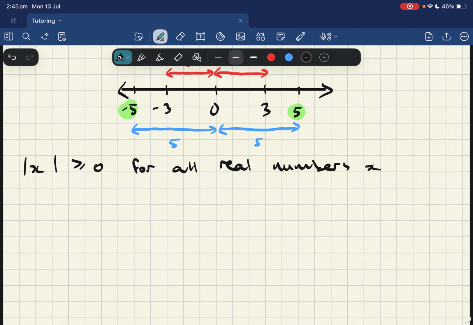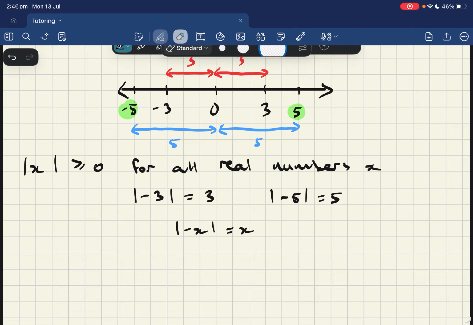And if we think back to the last video, we looked at this example of the absolute value of negative 3 being 3, or the absolute value of negative 5 being 5. We can generally say that the absolute value of x or negative x is going to give us x. So this goes for all real numbers x.